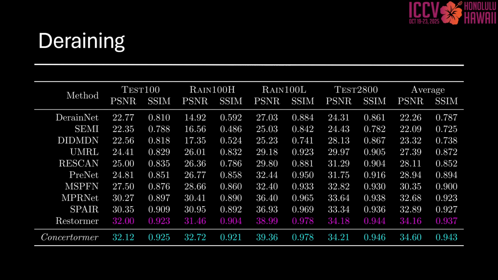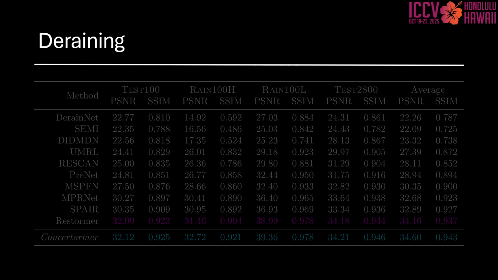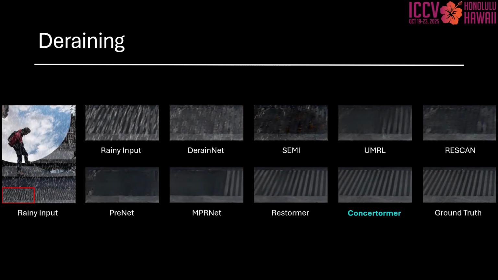For example, in deraining, it achieves higher PSNR and SSIM compared to state-of-the-art methods, demonstrating strong generalization across different restoration problems. As for the visual comparisons, our method successfully restores all textures with clear and consistent details, producing sharper and more natural results than other approaches.